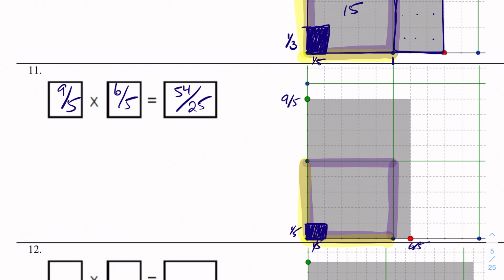Let's see if we can make sense of this using mixed numbers. So 9/5 is 1 and 4/5. All right, we can see that. That's 1 and 4 more fifths. And 6/5 is 1 and 1 more fifth. And this is 25 of them.